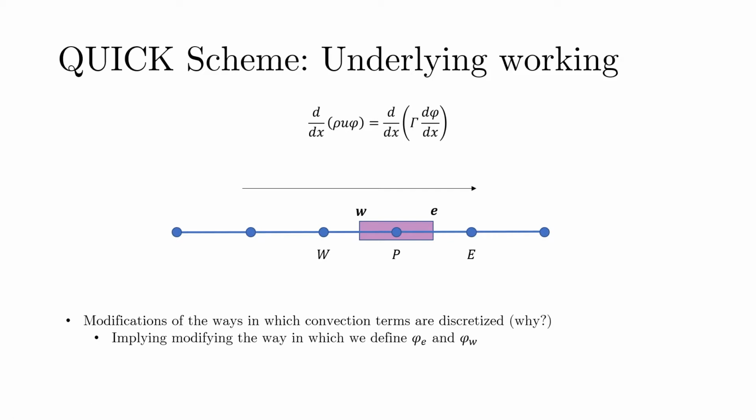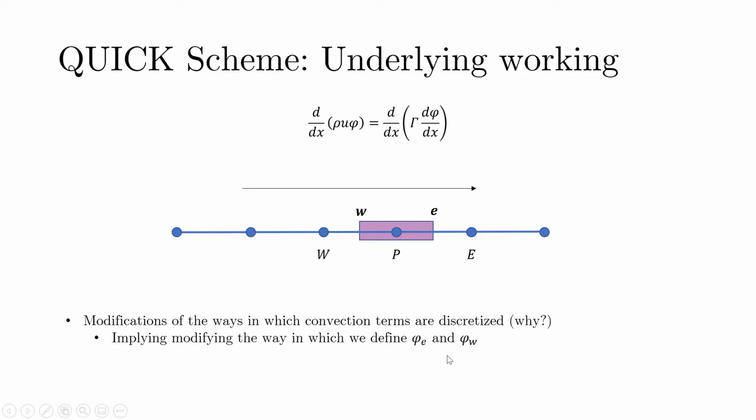So using the QUICK scheme, we modify the way in which we define the phi e and phi w. So why are phi e and phi w coming into the picture? Because if you look at the convection term, and when we integrate this convection term over this finite volume, we would be left with rho u phi at the east face minus rho u phi at the west face. So phi at the east face and phi at the west face would come into the picture, and that is why we are after a modified definition of phi e and phi w.